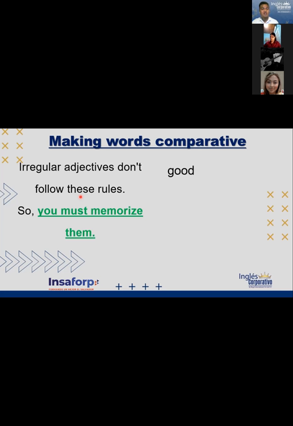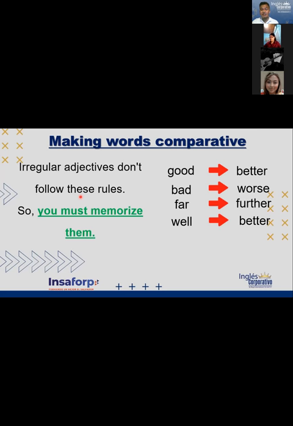Here we have the irregular adjective good, and the comparative form of that is better. We have the irregular adjective bad, and the comparative form is worse. We have the next one, far, and the comparative form is farther. We have the next one, well, and it's better as well. All right, those are the main ones that we have, guys.